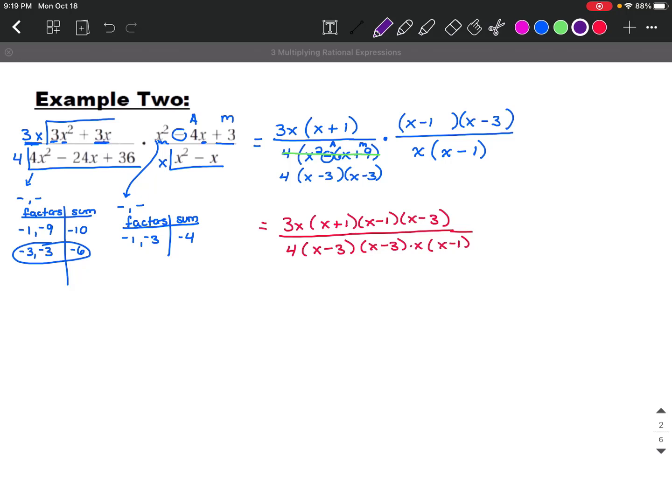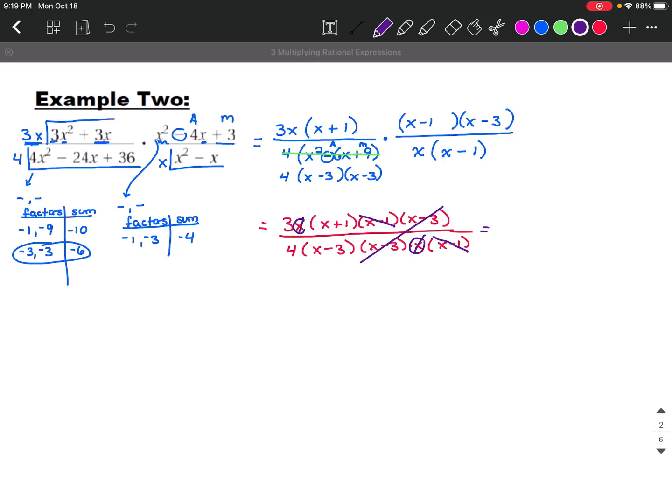Let's see. I see an x and an x. They're going to go away. I see an x plus 1 in the top, but no x plus 1 in the bottom. I do see an x minus 1 in the top and the bottom. And I see an x minus 3, top and bottom.